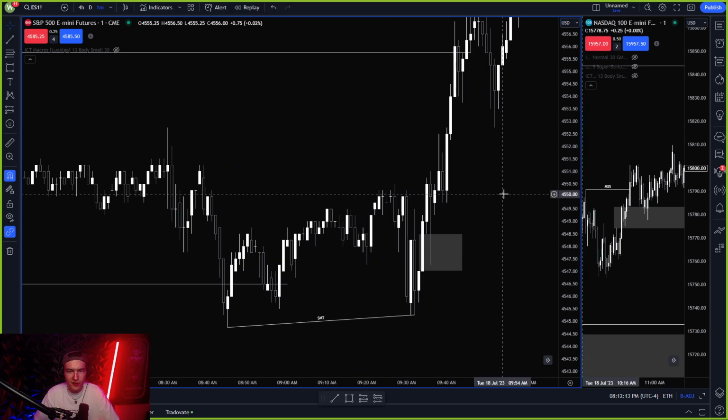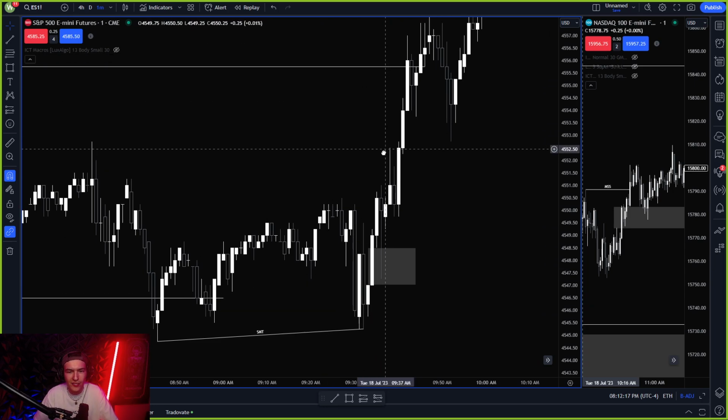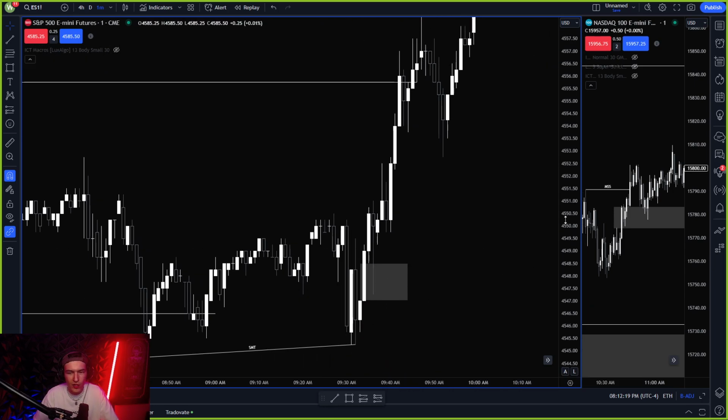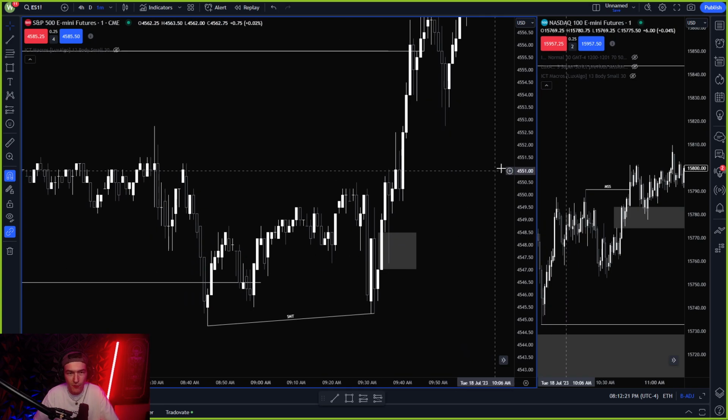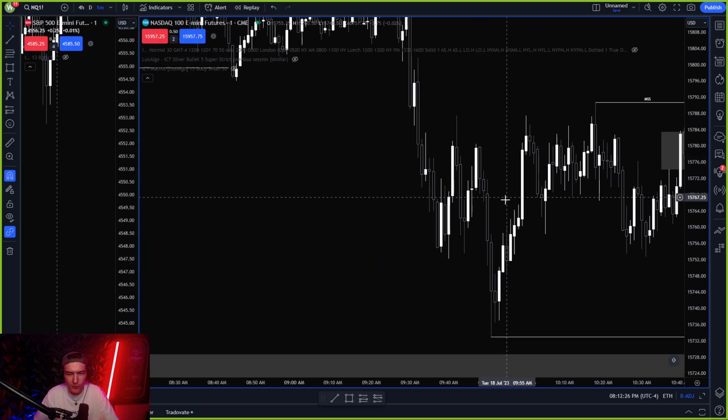Even if we're kind of disconnecting, because a lot of the times, whatever is stronger and whatever the draw on liquidity is, it's going to take over on whatever that is, right? So this was a nice setup here on ES. Looking at NQ, this was the trade that I ended up taking here.